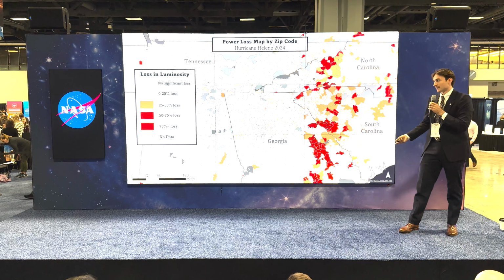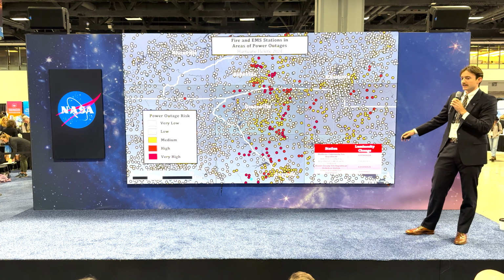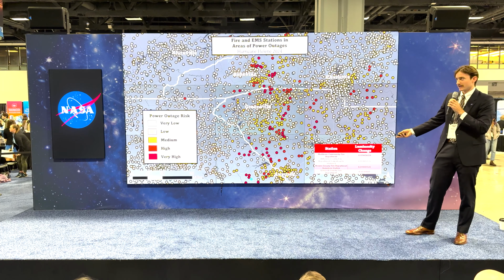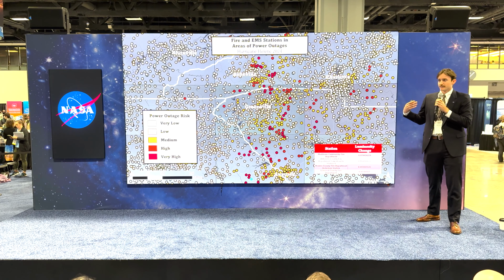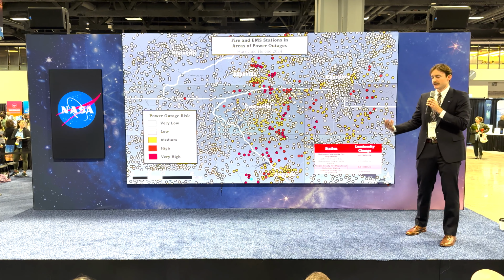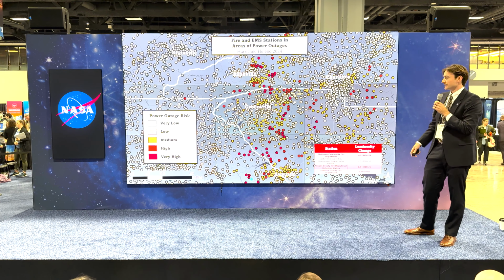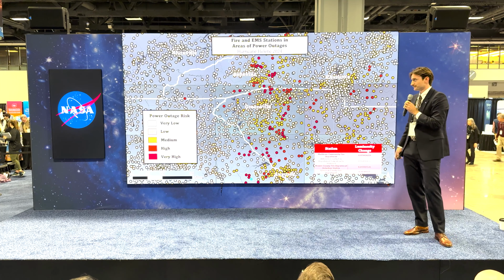So this first map shows fire and EMS stations in the area. Stations in red are in areas that have a higher likelihood of power outages. And I have a table here just because we have concrete examples of some stations that can be put in the hands of emergency managers to help them understand where they might need to allocate more resources.